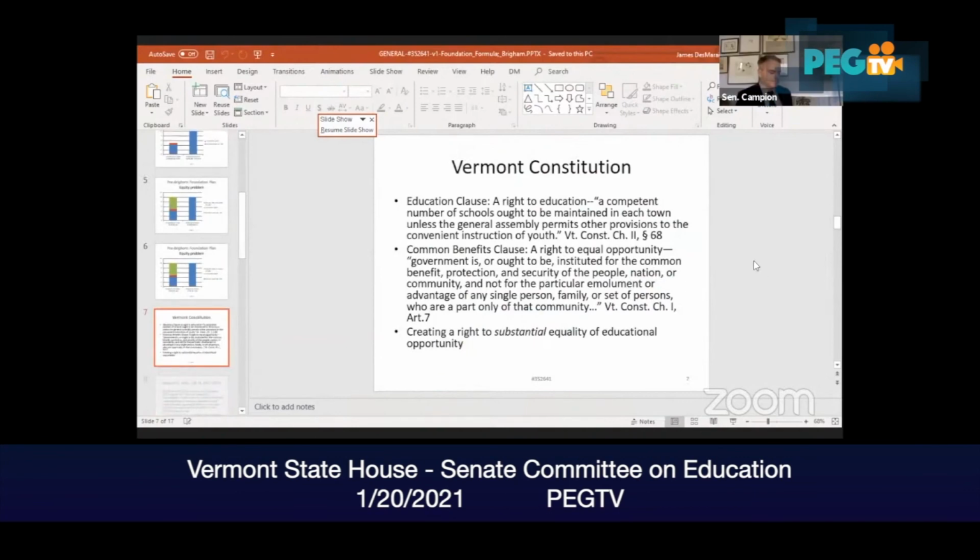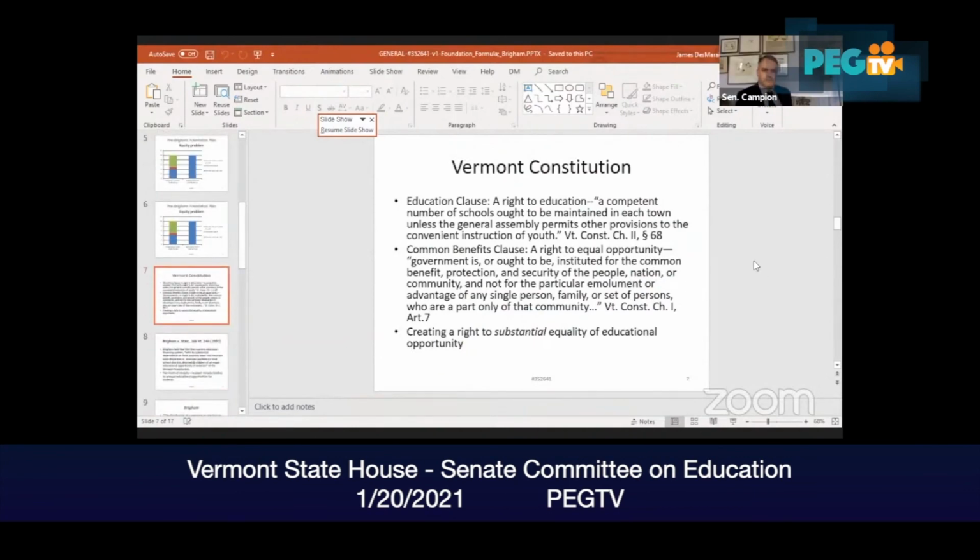All right. So the Vermont Constitution has an education clause and a common benefits clause. The education clause basically is a right to education. So it says a competent number of schools ought to be maintained in each town unless the General Assembly permits other provisions to the convenient instruction of youth. Two comments on that. First, it's unusual for states to have an education clause in its constitution. Vermont's quite unique.